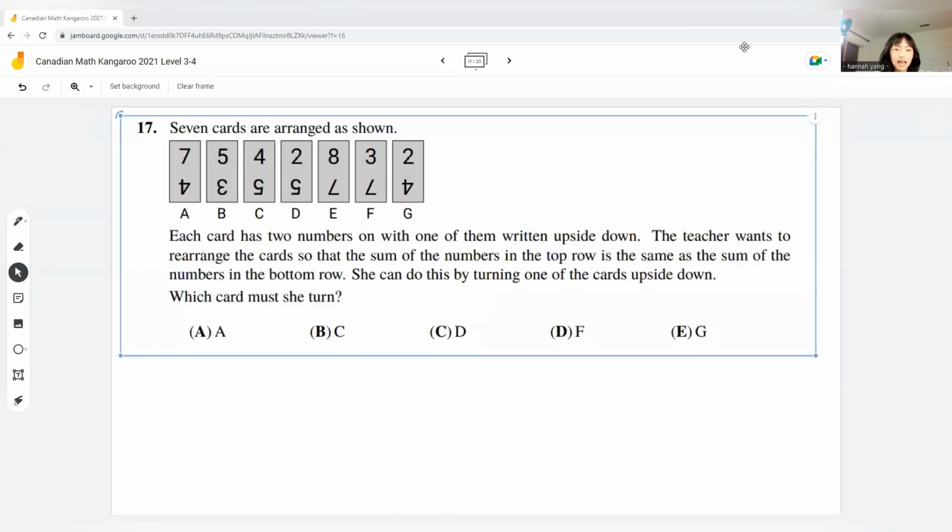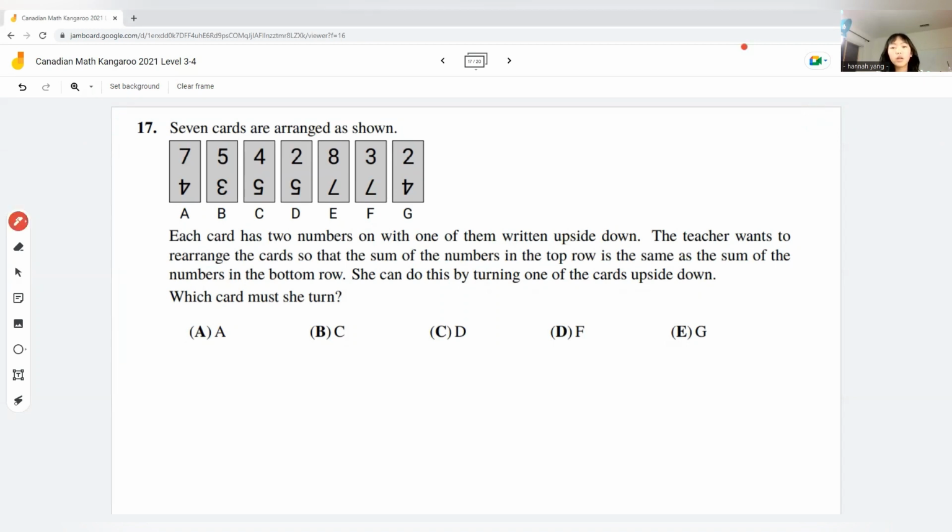Problem number 17. 7 cards are arranged as shown. Each card has 2 numbers on, with one of them written upside down. The teacher wants to rearrange the cards so that the sum of the numbers in the top row is the same as the sum of the numbers in the bottom row.